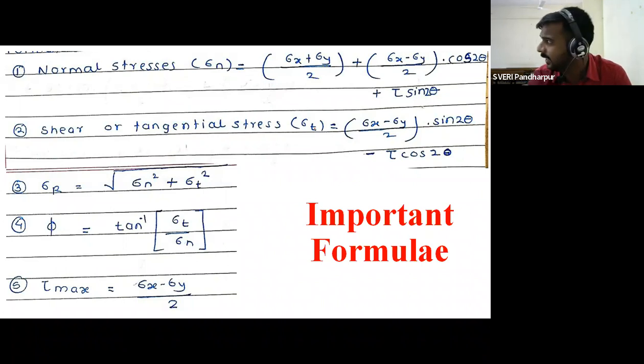फक्त ह्याच्यामध्ये ऍड काय झाले केस नंबर 2 पेक्षा, प्लस टाउ साइन 2 थीटा आणि दुसऱ्याला माइनस टाउ कॉस 2 थीटा. Otherwise case number 2 formula will be same. Only they have considered the effect of tau in the form of tau sin 2 theta and minus tau cos 2 theta. Otherwise it is similar to the case number 2.